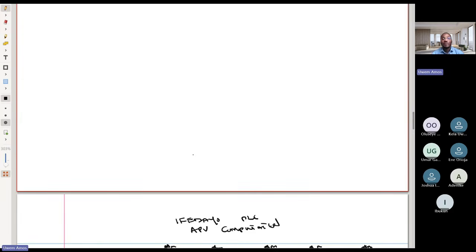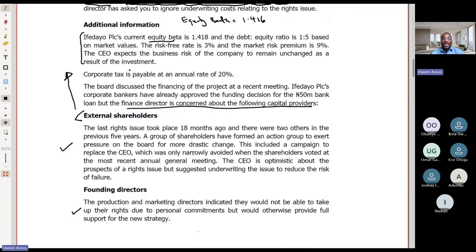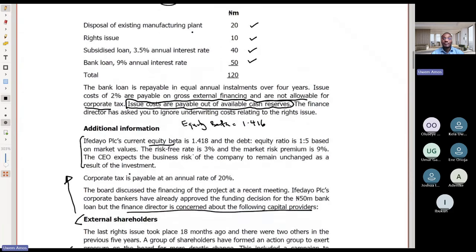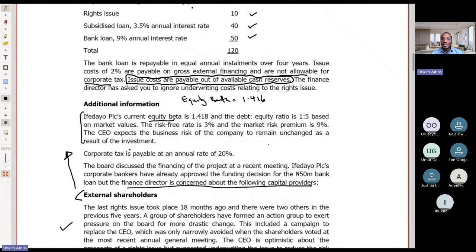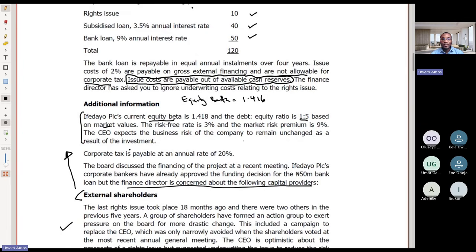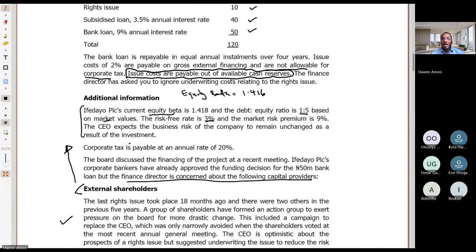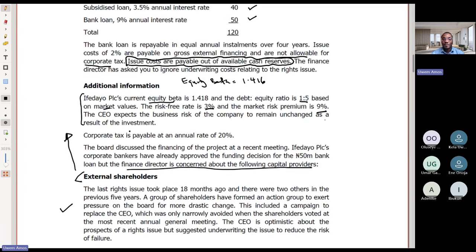So we need to calculate our asset beta because we're not given that. It now tells us that the debt equity ratio is 1 to 5 based on market value. We don't need that information right now in our formula. Right now in our formula, we're just looking at risk-free rate plus asset beta times return on market minus risk-free. So we'll come back to that when we need it. It mentions that the risk-free rate is 3%. And the market risk premium is 9%. So let's input that quickly.